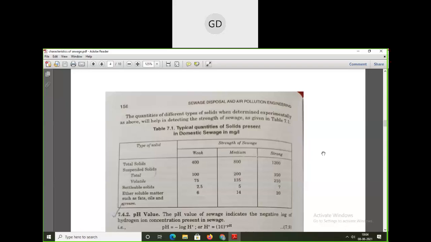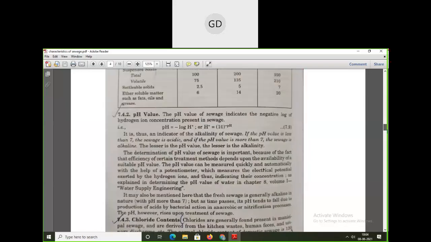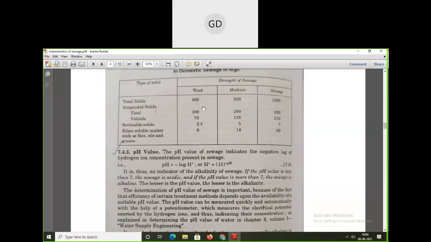The last one is settleable solids. How will you find out the settleable solids? There is a cone in this figure, and the name of this cone is the Imhoff cone. It is a cone-shaped glass which is graduated. It has a capacity of 1 liter and the graduations go up to 50 ml.